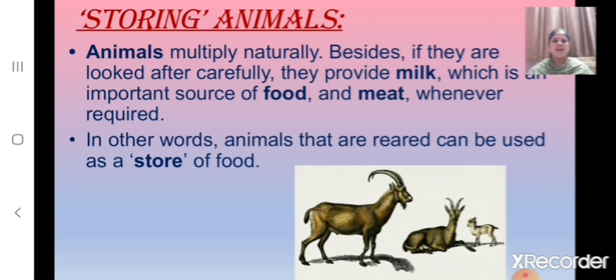Now let's revise about storing animals. Children, we know that animals multiply naturally. Besides, if they are looked after carefully, they provide us with milk, which is an important source of food, and meat whenever required. In other words, animals that are reared can be used as a store of food.